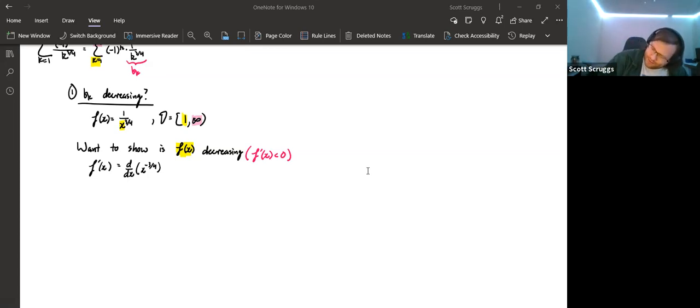And power rule says, take the old exponent, make it a coefficient, times x to the old exponent subtract 1, giving me negative 3/4 x to the negative 7/4 power, or negative 3/4 x to the 7/4.